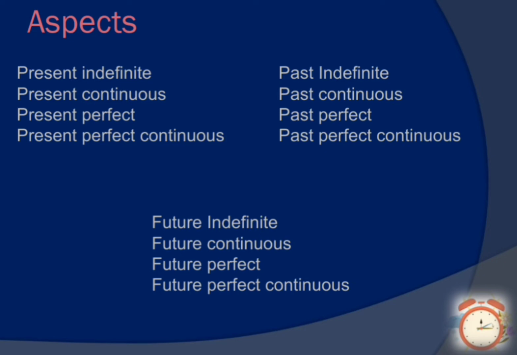There are a total of 12 aspects of all these three English tenses: present indefinite, present continuous, present perfect, present perfect continuous. For the past: past indefinite, past continuous, past perfect, past perfect continuous. For future: future indefinite, future continuous, future perfect, future perfect continuous.